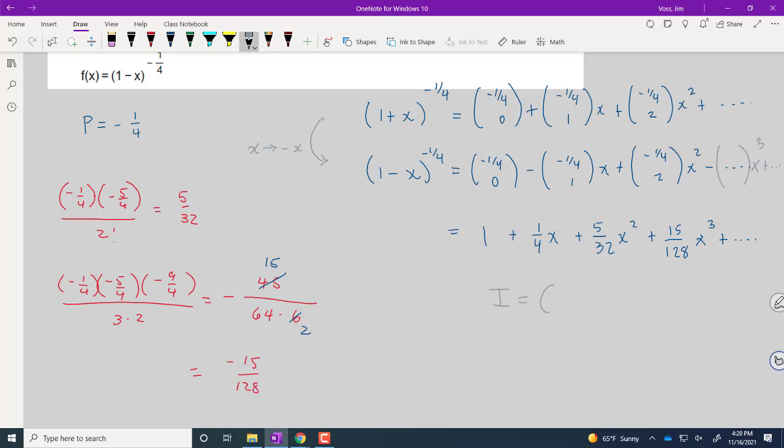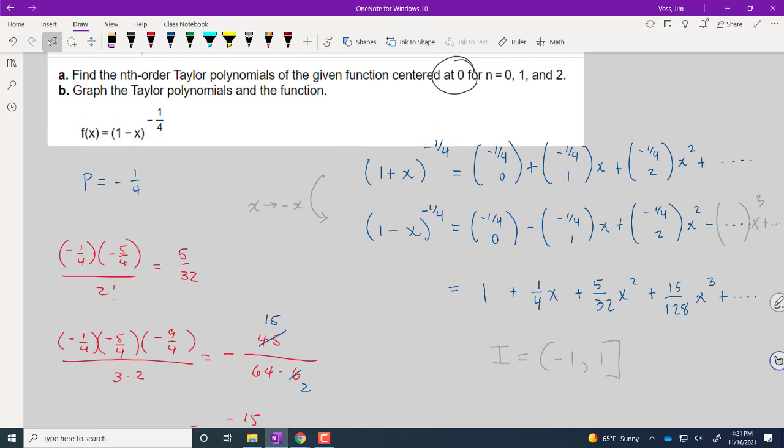So the interval of convergence is negative 1 to 1. Oh, let's be careful. Because we did do a substitution, right? So the interval of convergence right here. Oh no, that doesn't matter. So this is strictly based on that. So all we have to do is look right at that p-value. That p-value is negative, so we have this. Yeah. There's nothing fishy.